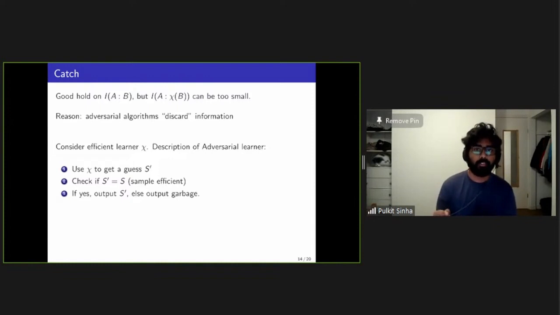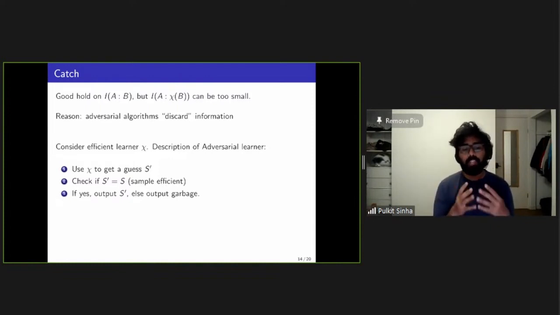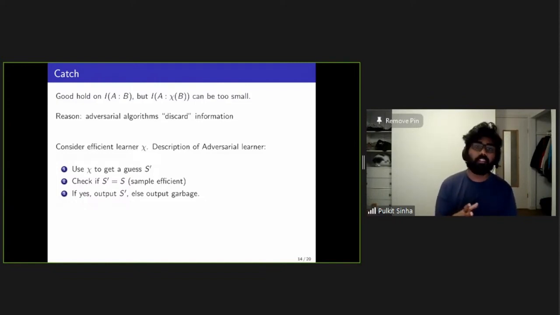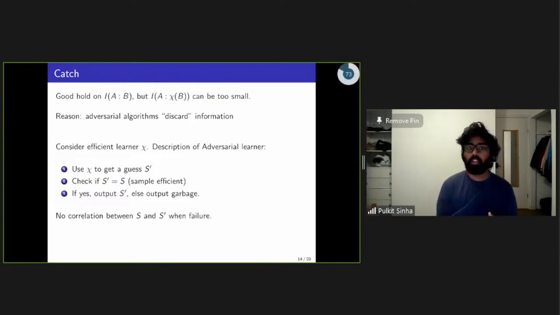Otherwise, it outputs garbage. Now notice that whenever chi is correct, this adversary learner is also correct. So the adversary learner performs just as well as chi. However, when chi is incorrect, the adversarial learner throws away any correlation there might have been between s dash and s. So when it fails, there's no correlation between the output and the correct answer.